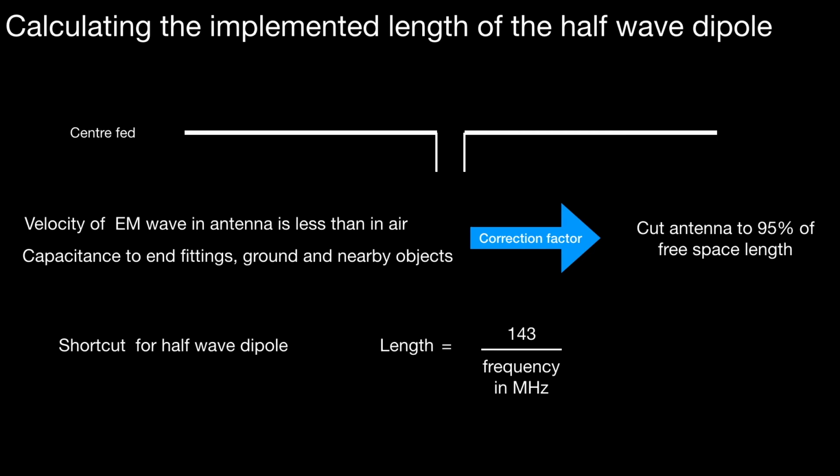If you want to go through the derivation of that, page 75 of the book goes through that, or you can simply remember it. So for 143 megahertz, the length would be 1 meter. You would expect it to be 1 meter at 150 megahertz, not 143 megahertz.